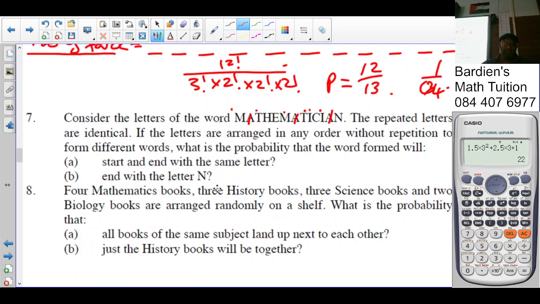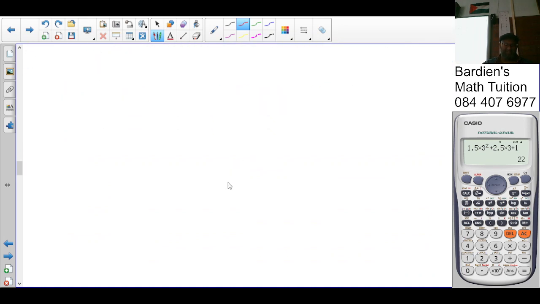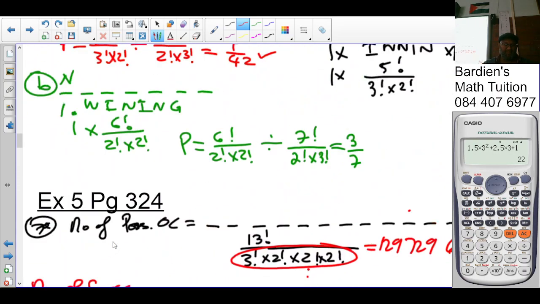So, I think we did the one on mathematician, eh? Alright, let's look at number 8. I think, okay, there's a number 9 as well. And so 8 and 9 are going to be the last of this exercise, okay? Let's just wrap this up.